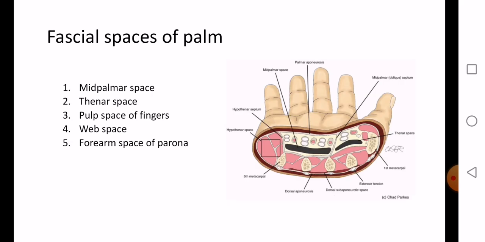Now we will come to the topic proper, the fascial spaces of the palm. The fascial spaces of the palm are divided into 5. They are the mid-palmar space, the thenar space, the pulp space of the fingers, the web space, and the forearm space of Parona.